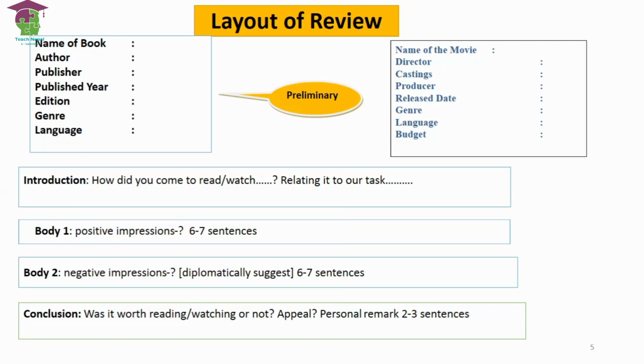So next is body paragraph 2, negative impressions. You have to diplomatically suggest, or you don't have to write the negative impressions directly, rather in a way of giving suggestions. Suggestion दिने हिसाबले, सल्लाह दिने अथवा यस्तो भए राम्रो हुन्थ्यो भन्ने हिसाबले चाहिँ you have to write the body paragraph. Next is conclusion.